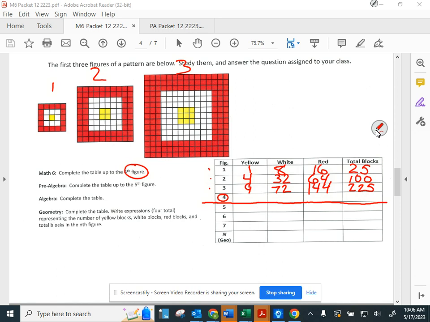So this is what we know just from counting the colors on our figures. You should have this all filled in on your table because this is what we got just from counting it out. Now we're going to look for our patterns. Let's look at our yellows. Anybody see a pattern? How do we go from 1 to 4 to 9?